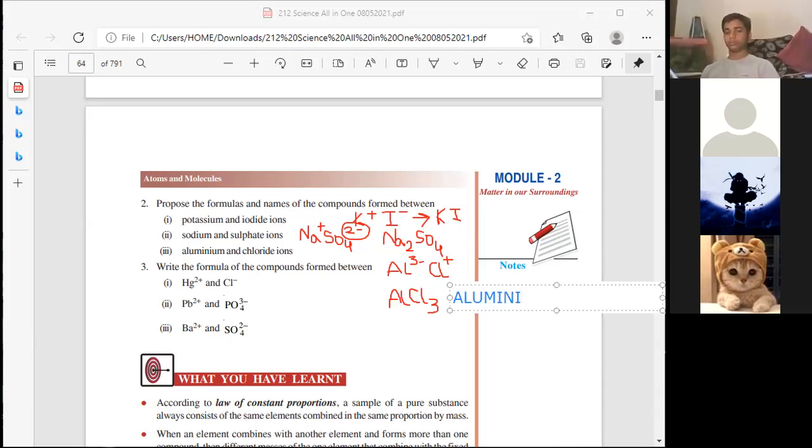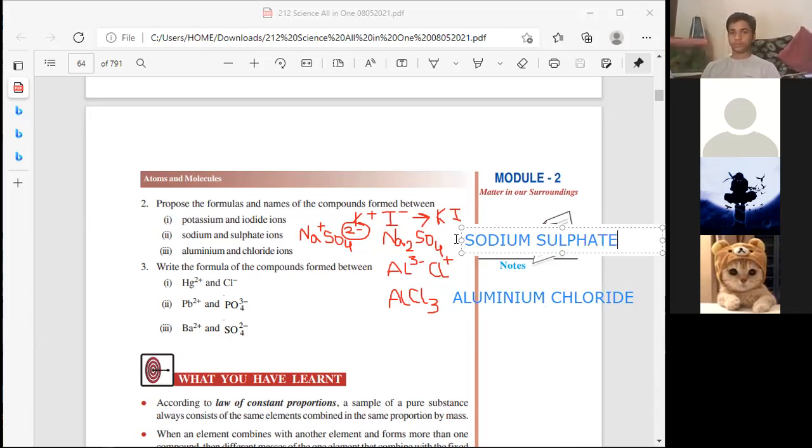Aluminium. Al. Okay. Aluminium chloride. Okay. And this is going to be sodium sulfate. So in the exam, you should be able to write the name as well as you should be able to write the formula.